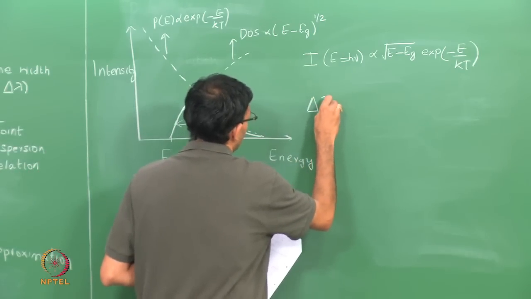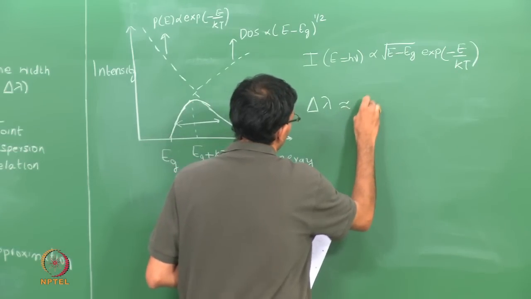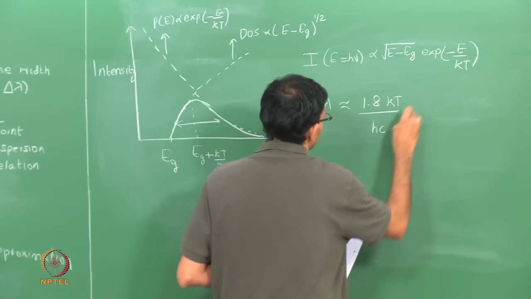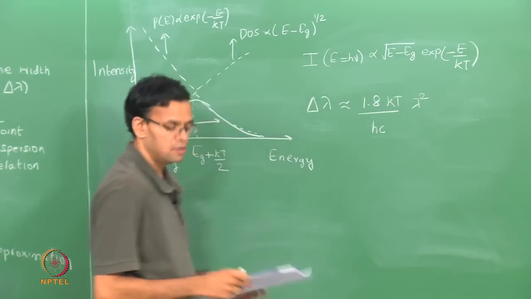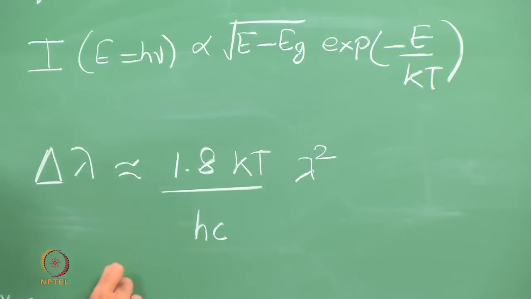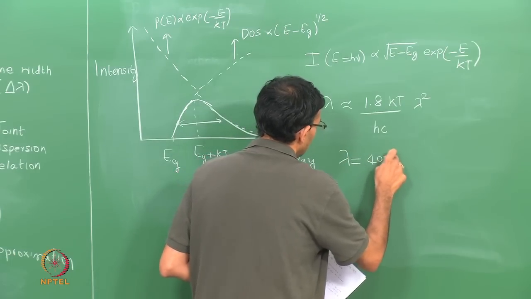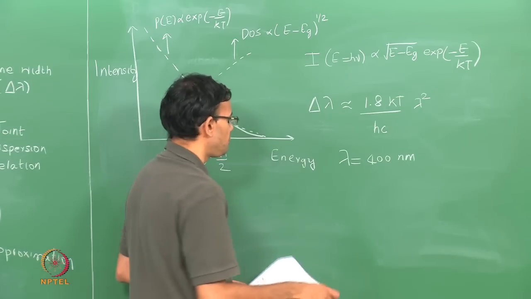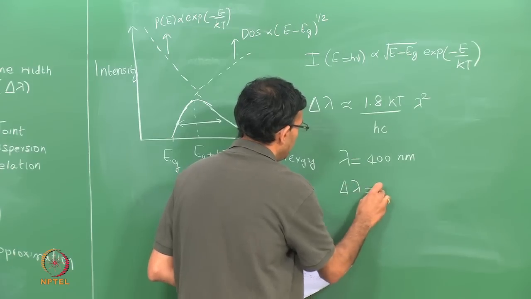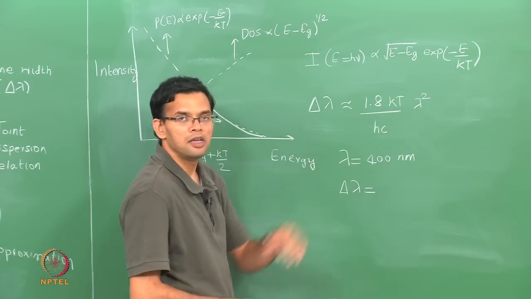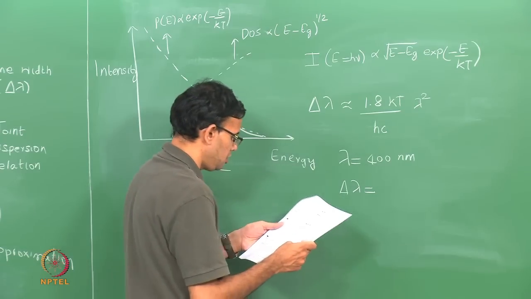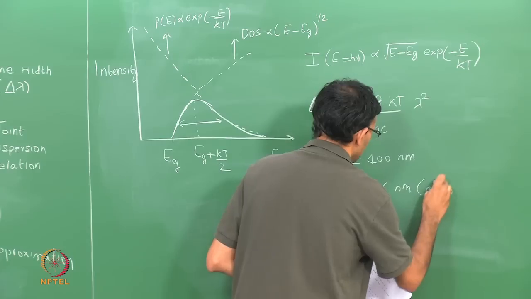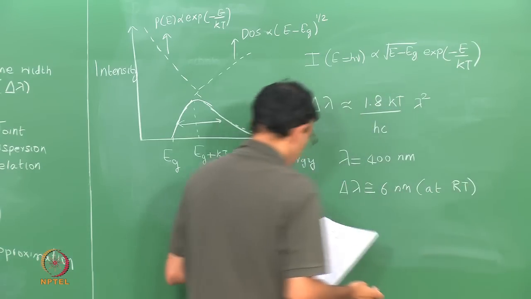This line width delta lambda is approximately 1.8 kT over hc times lambda squared. For example, if we have an LED which gives light at 400 nanometers, which is in the visible region, and we calculate delta lambda by substituting this here, taking temperature to be room temperature, delta lambda is approximately 6 nanometers at room temperature.